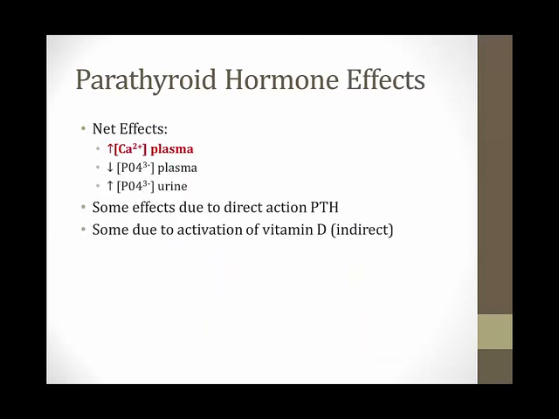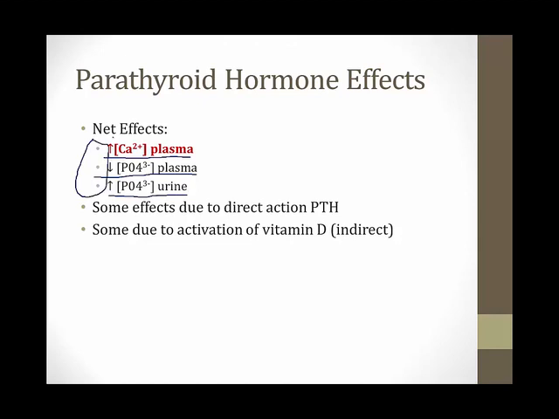As I mentioned before, parathyroid hormone is important for maintaining levels of both calcium and phosphate. This means it has effects on both calcium and phosphate levels in the plasma. Its main effect is to raise the level of calcium in the plasma. However, it will also lower the level of phosphate in the plasma, and one of the ways in which it lowers the level of phosphate is to increase the amount of phosphate going out in the urine. So you should always remember these three effects as the major effects of parathyroid hormone.